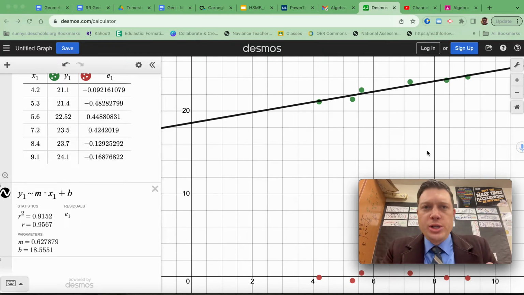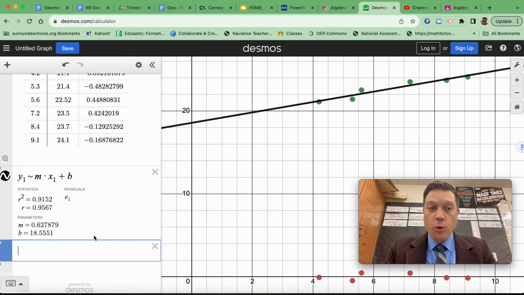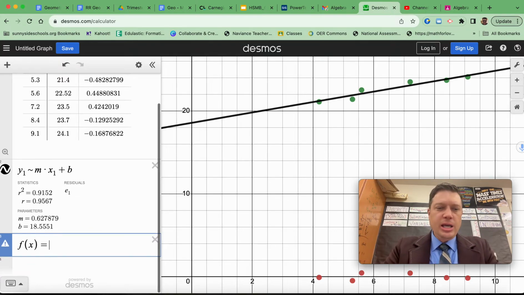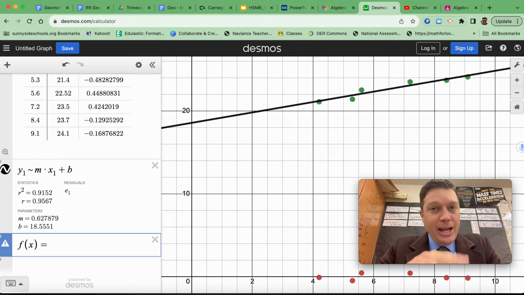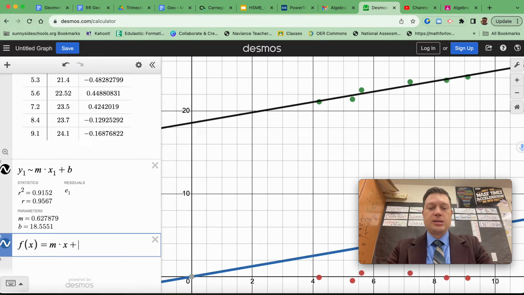You see, a regression equation that's linear follows the structure of y equals mx plus b. It has a slope for a growth rate and a b, a y-intercept, that acts as our starting value. Once we have the m statistic and b statistic, we can use function notation, so that's row 4 in this case for us, or the next one, to write f of x equals. Now, we already have m defined as 0.627 and b defined as 18.5551. So I can use the letter m times x plus b.